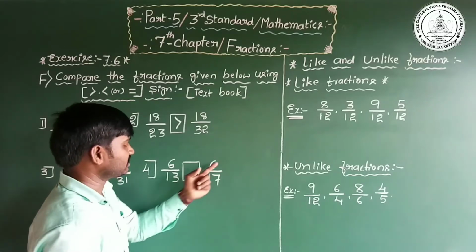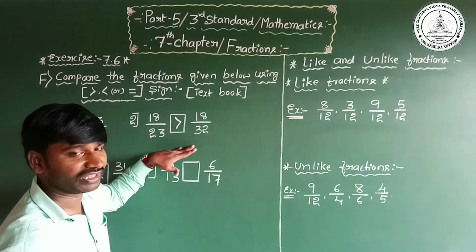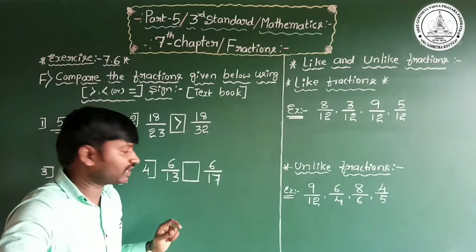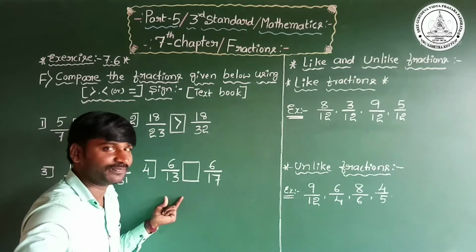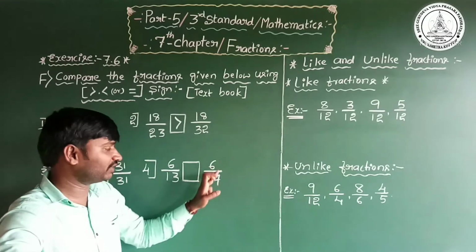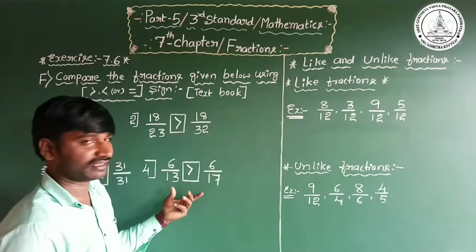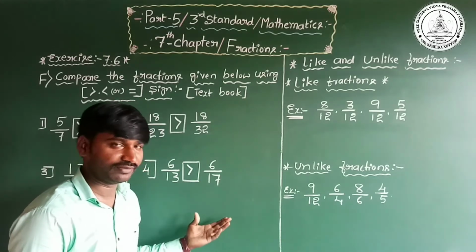Move to the fourth one: 6 by 13 and 6 by 17. Dear student, here the numerators are the same. When the numerators are the same, the fraction with the smaller denominator is the greater fraction. So 6 by 13 is greater than 6 by 17, so we use the greater than sign. Dear student, are you clear?